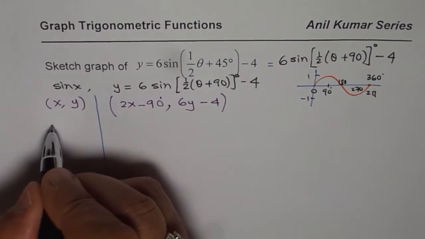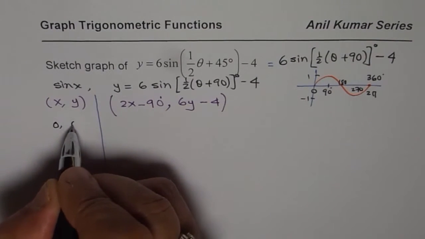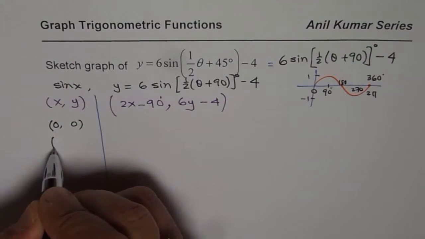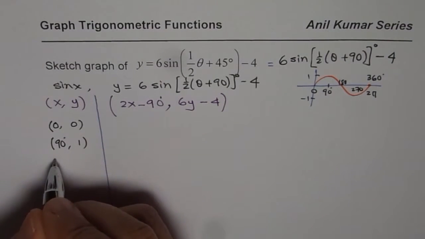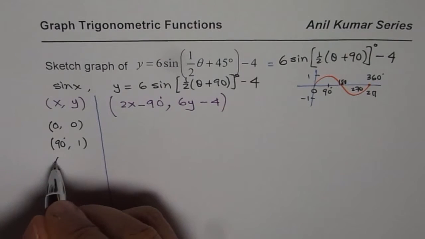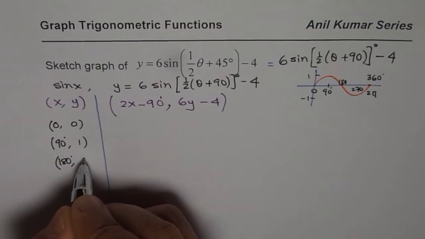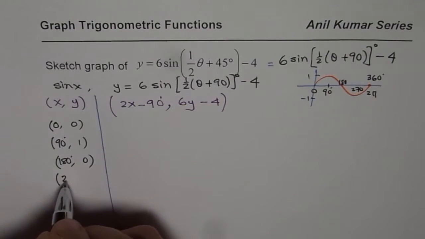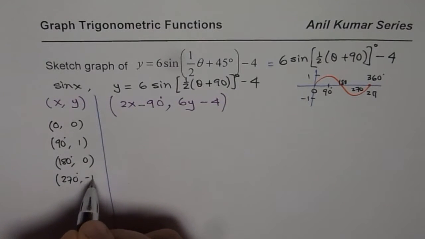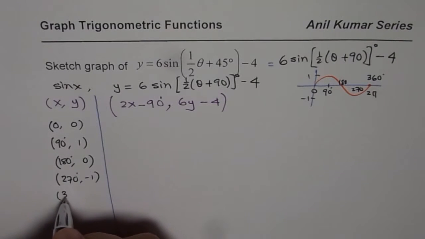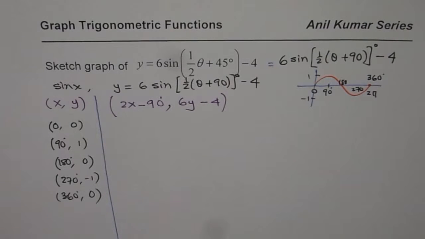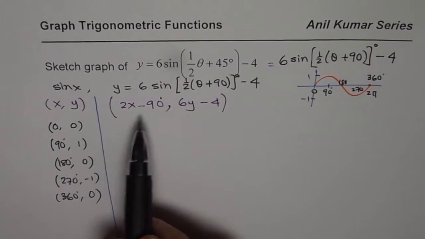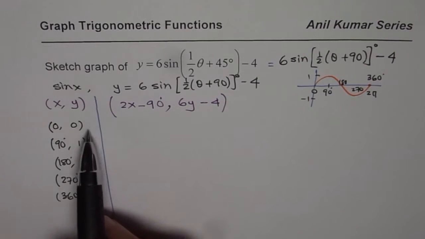So the key values here are, at 0 the value is 0, correct? At 90 degrees the value is 1 for the sine wave. For 180 degrees it is 0. For 270 degrees it is minus 1, and then for 360 degrees it is again 0, right? So that is the sine wave for you. You can apply the transformation and write these points.